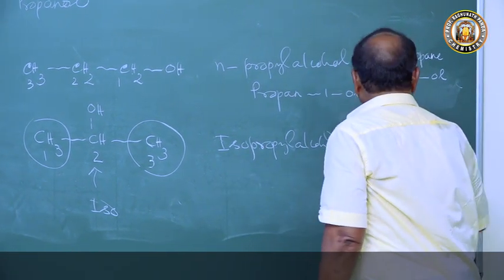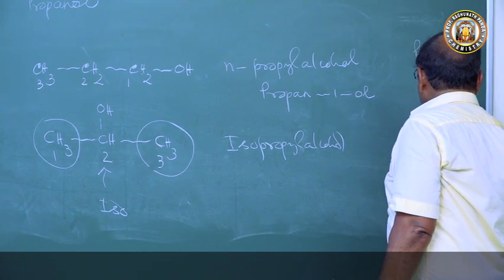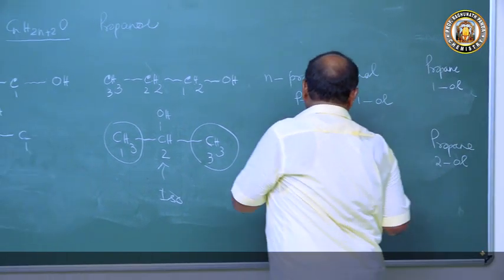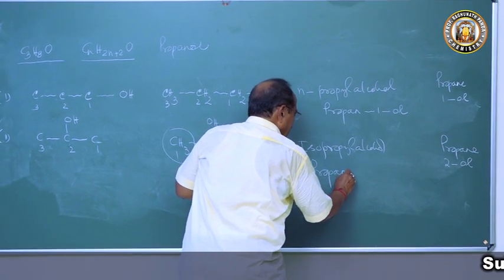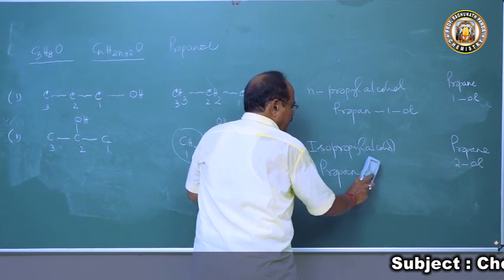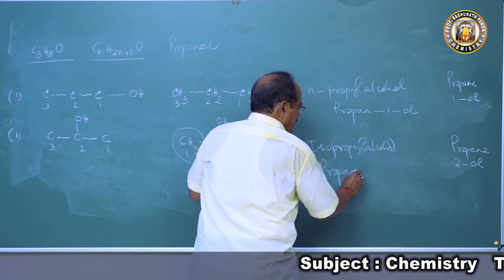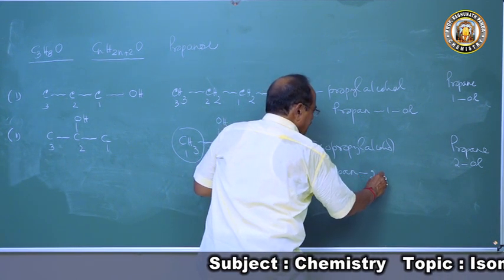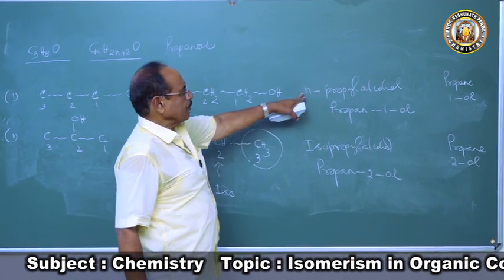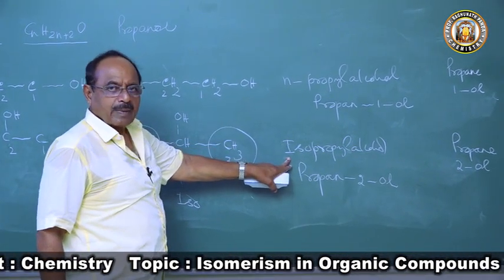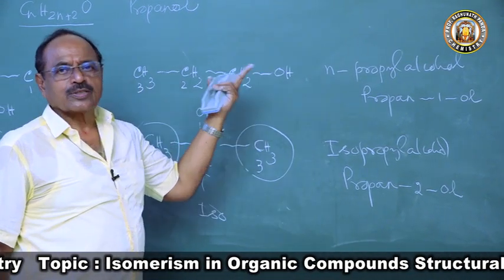Now if I write the IUPAC name, it is a derivative of hydrocarbon, propane. At the 2 carbon atom there is OH, 2-ol. So the IUPAC name will be propane. The hydrocarbon was propane. From propane we remove E because hydrogen is gone, propan. Then the 2 carbon atom is attached with ol, propan-2-ol. So this N-propyl alcohol and isopropyl alcohol are position isomers.